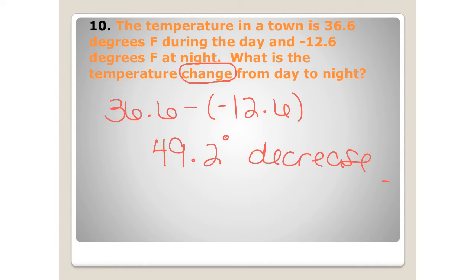How else could you say that? Well, we could take our positive 49.2 and say negative 49.2 degrees. Both answers would be correct as long as you state that it's negative. Paying attention to the context of the question is vital to your work.